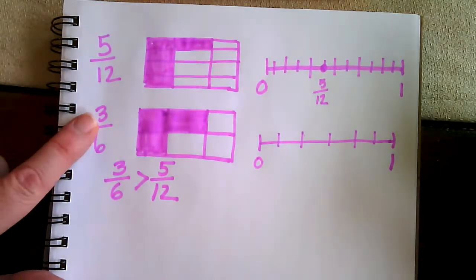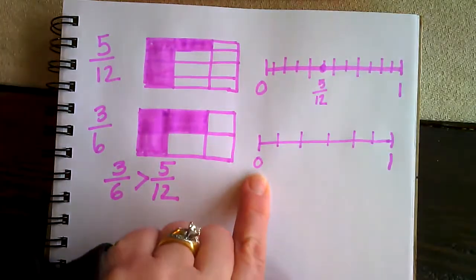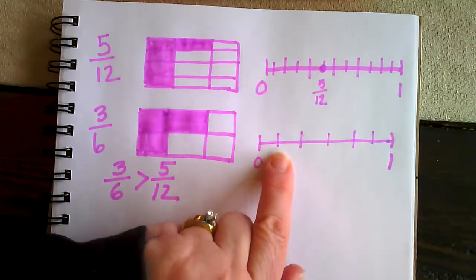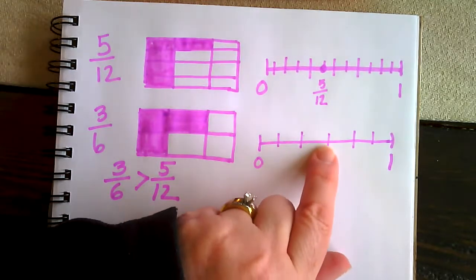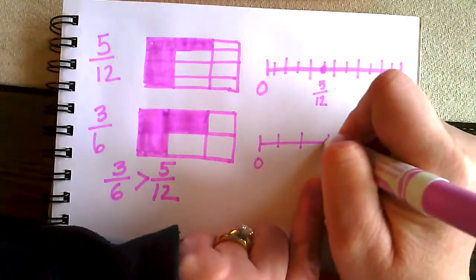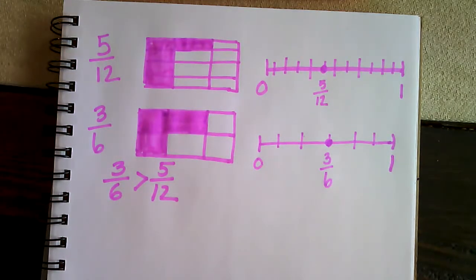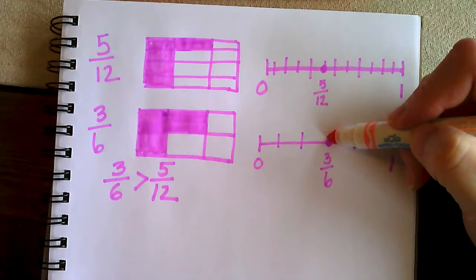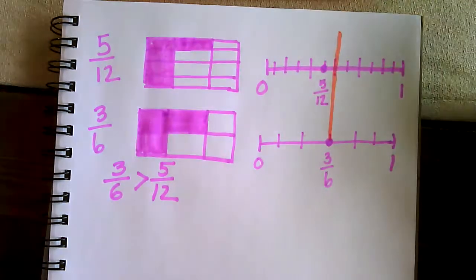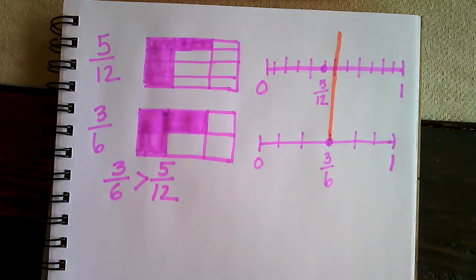So now let's find 3/6. Count with me. 0/6, 1/6, 2/6, 3/6. 3/6. Using this number line, you can see 3/6 is greater than 5/12ths. Not by much, but it is bigger than 5/12ths. It's just a smidge closer to 1 than 5/12ths is. 3/6 is greater than 5/12ths.